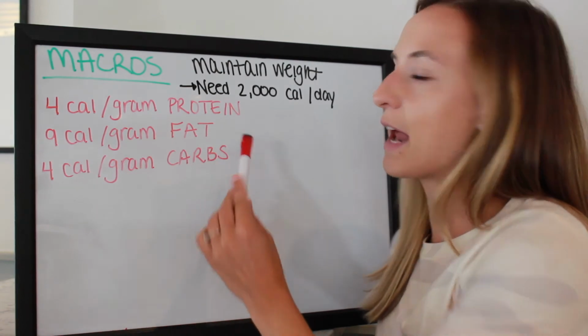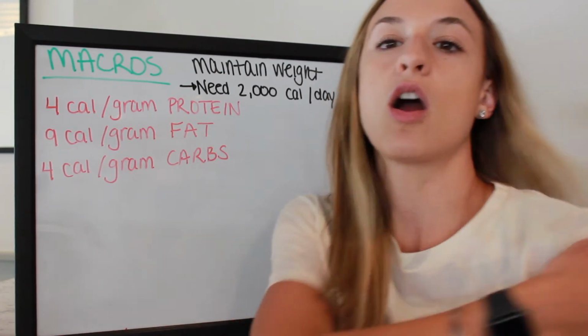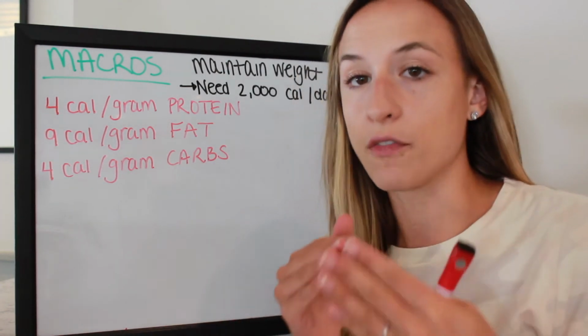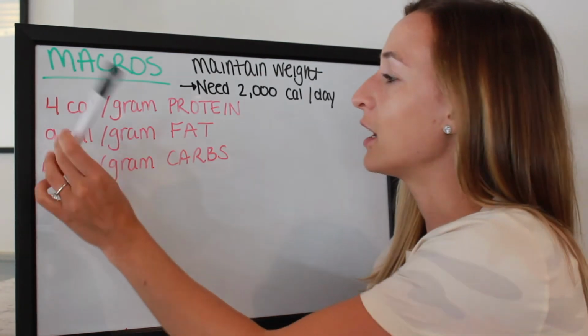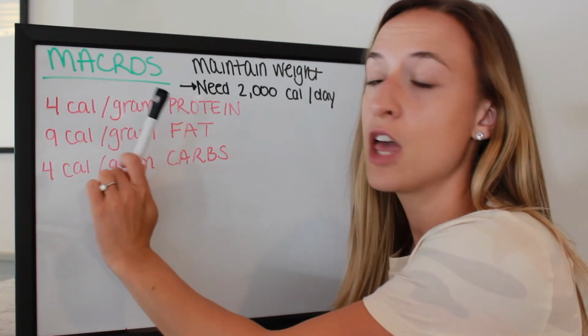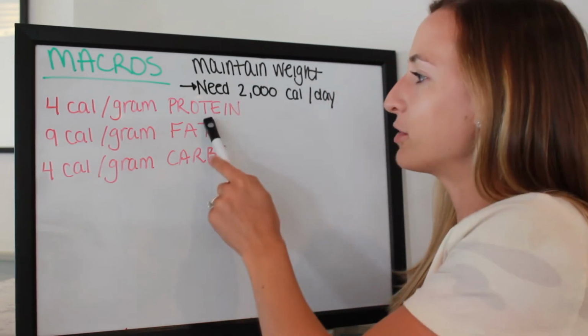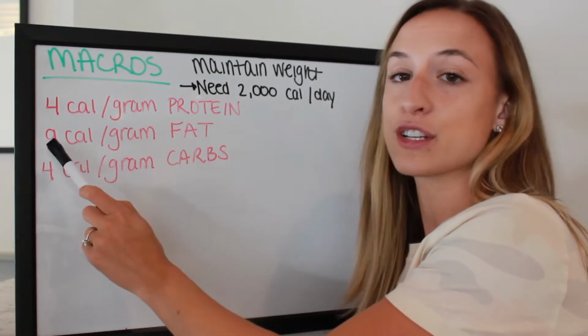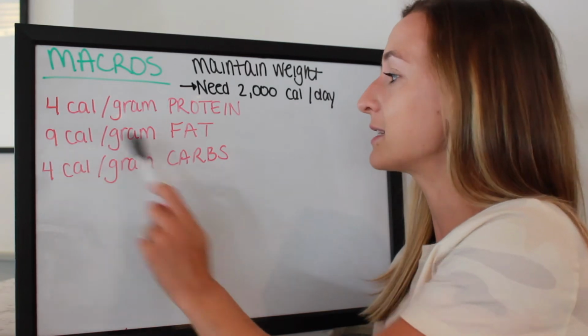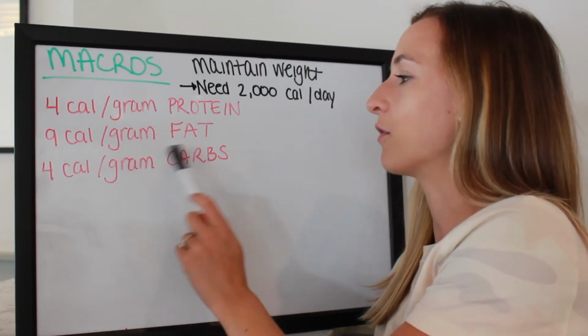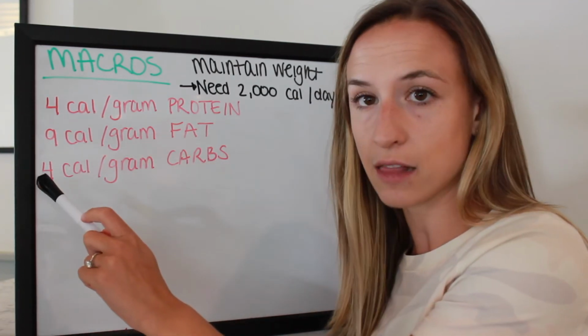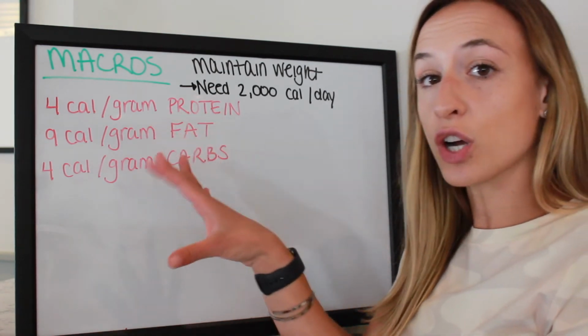I just laid out how many calories are there for every gram of your macros. So for every gram of protein, there's 4 calories. For every gram of fat, there's 9 calories. This is our highest. And for every gram of carb, there's also 4 calories. So we will use this chart in just a moment.